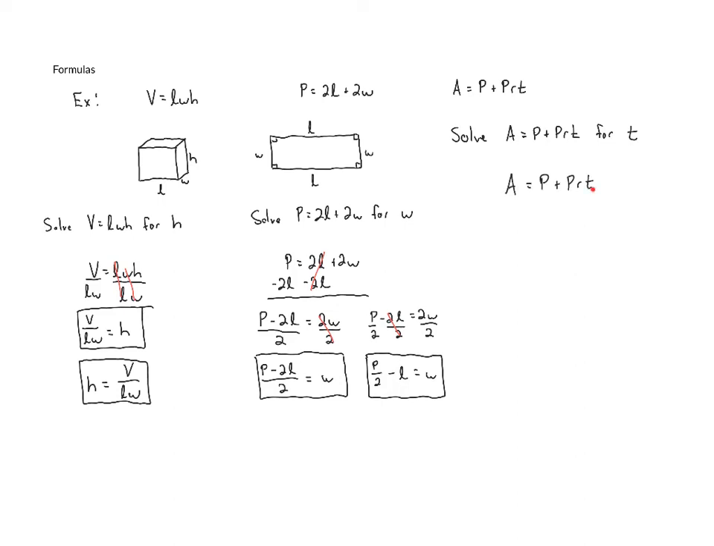Now, we want to get t alone, so we want to get this term by itself, which means we want to get rid of this P. So to get rid of that P, we're going to subtract P from both sides. That gives us A minus P equals PRT.